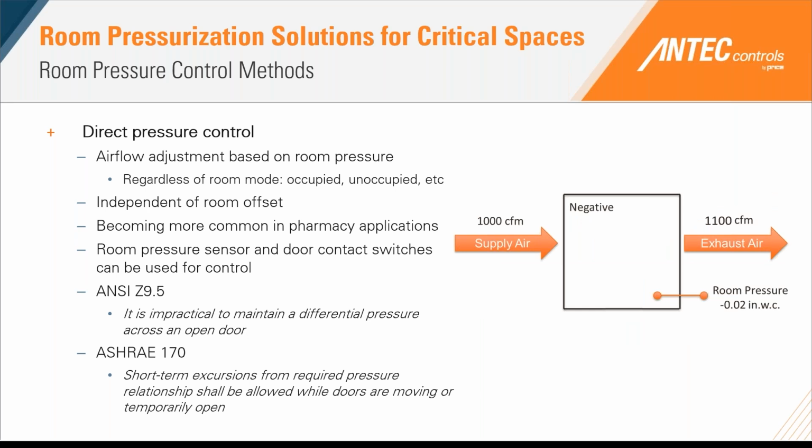So in this exact same scenario, we have 1,000 CFM of supply coming into our space, 1,100 CFM of exhaust leaving our space. This gives us roughly a room pressurization of -0.02 inches water column. Now, in this sense, if the door is open, we're no longer maintaining our pressure set point, but if we're employing and utilizing our door contact switches to monitor that door state, once that door is open, we're going to freeze the valves in place and then continue controlling once that door closes again.